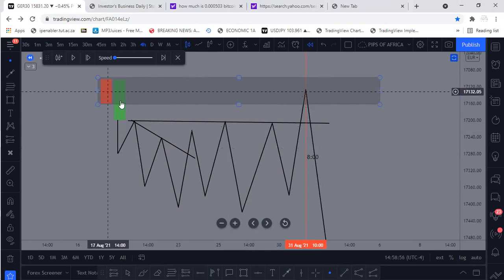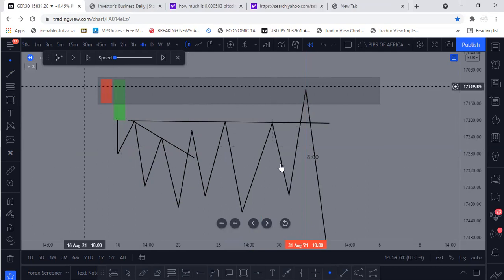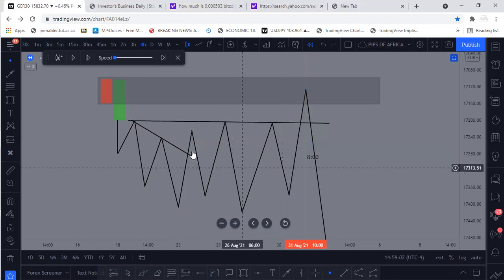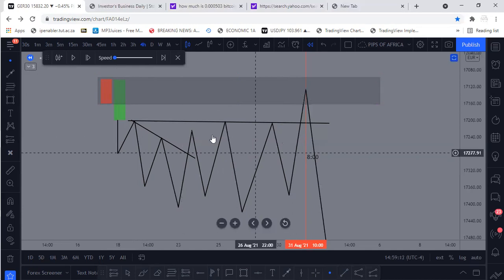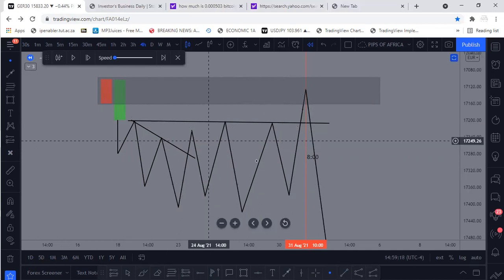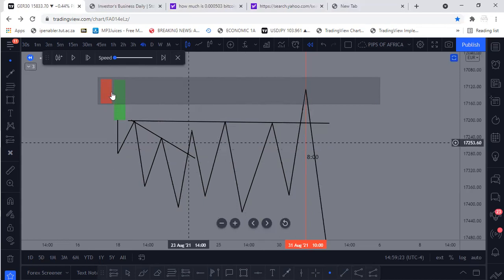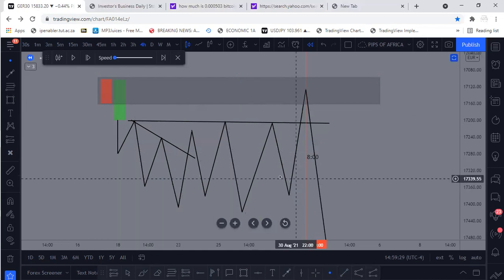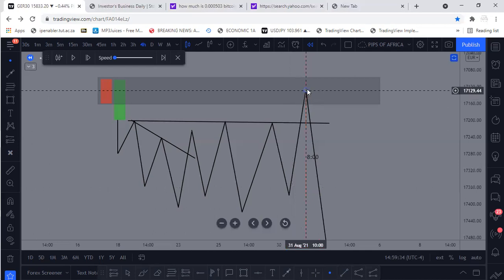I used to call this order block the mother of the consolidation. If this one is the mother, then the consolidation is the kids. The mother will release the kids to go and play outside. And then the kids, when they are hungry, they'll always go back there, eat, and then leave again.